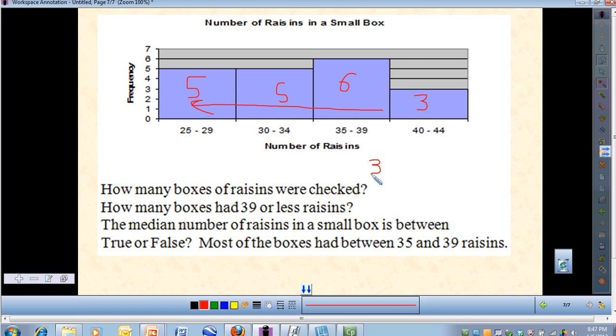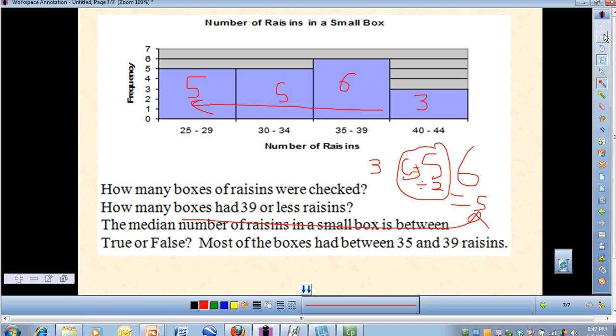Okay. So how many boxes of raisins were checked? You're looking for the cumulative frequency. So for 25 to 29, you have 5. And for 30 to 34, you have 5. And for 35 to 39, you have 6. And for 40 to 44, you have 3. So once again, how many boxes of raisins were checked? Well, it would be 5 plus 5 plus 6 plus 3.